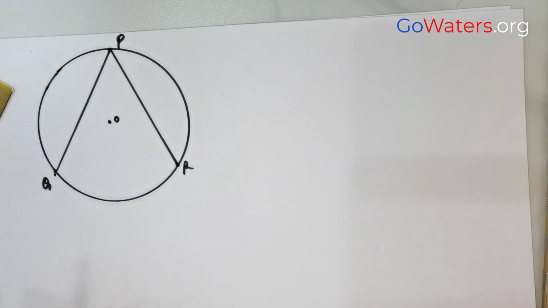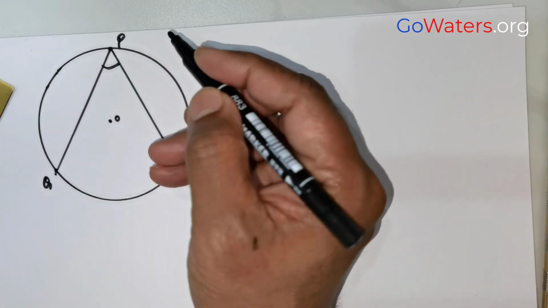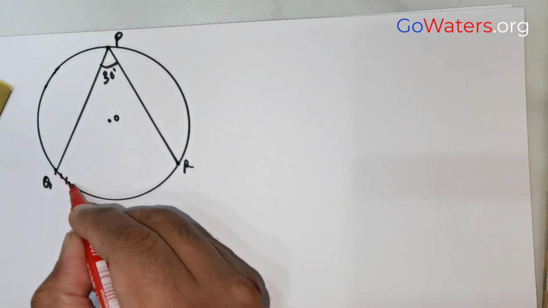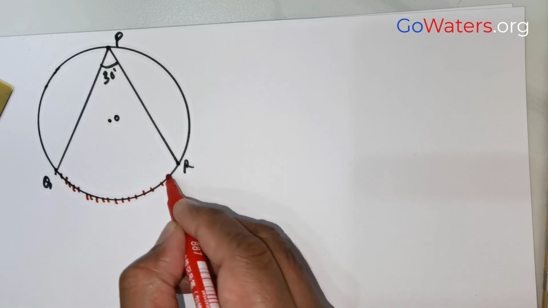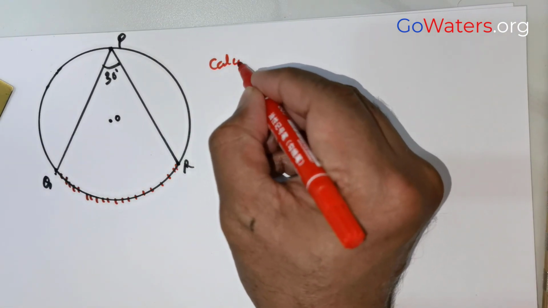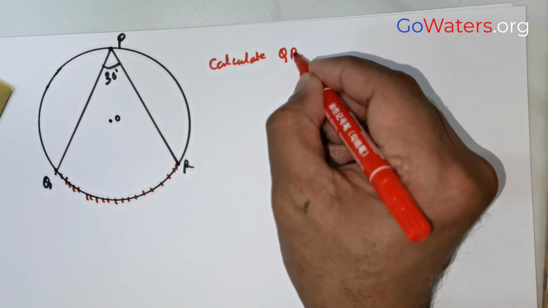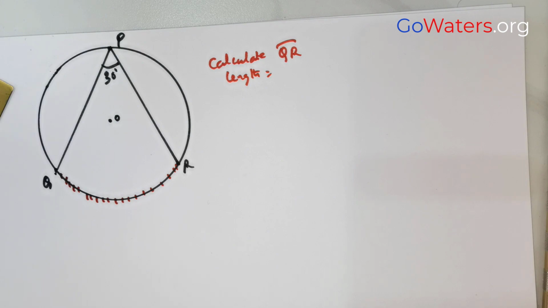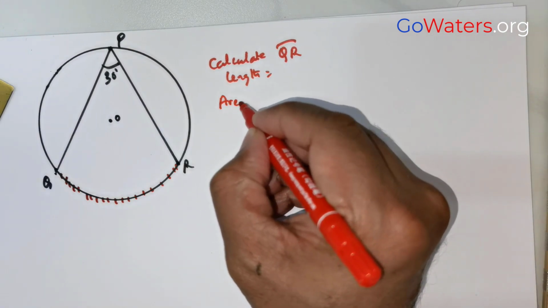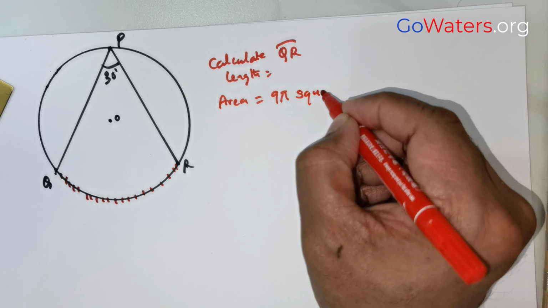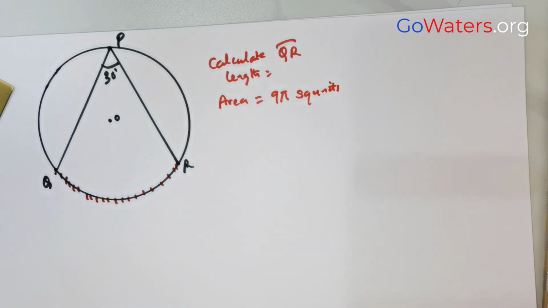Okay, now we are expected to find the following. So let me give this as 30 degrees, and we are asked to find the arc length, right? So this is a key feature. We have to get the length of the arc. So calculate QR, arc length. Okay. Now we are also being given this information. The area of the circle is 9 pi square units. This is given.